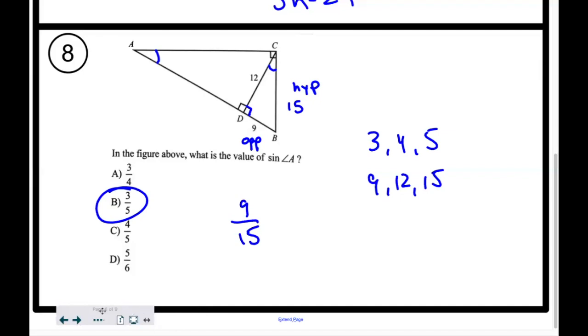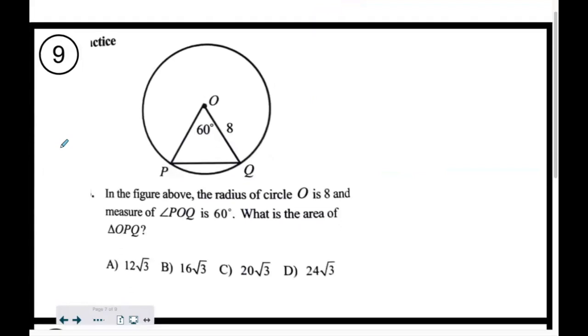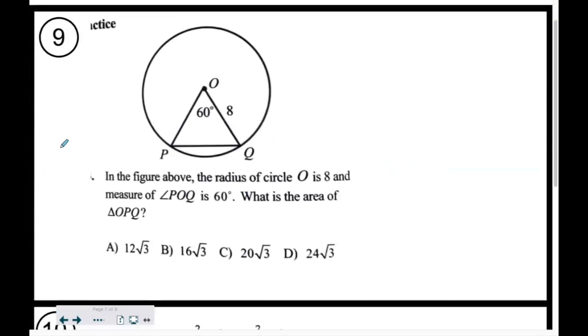Okay, moving on to number 9. So in number 9, we are going to go to some circles combined with triangles. So in this above, what is the area of triangle OPQ? So here's the deal. We know that if this is 8, then this is 8 because they are both radii of the same circle. And then now we have at the very least an isosceles triangle because this is 8 and this is 8, which means these base angles are equal.